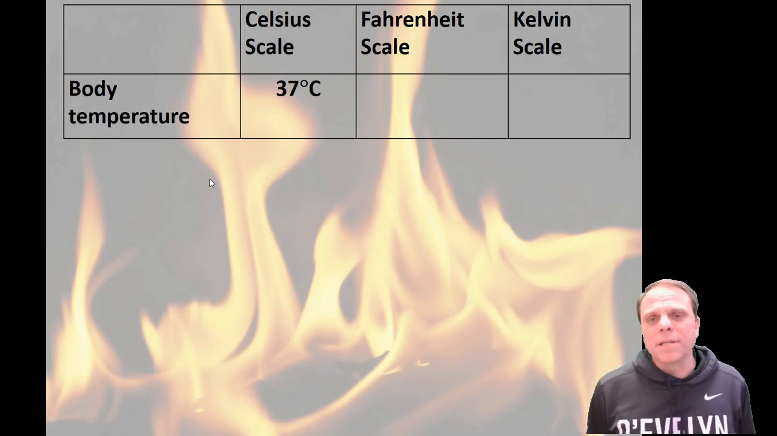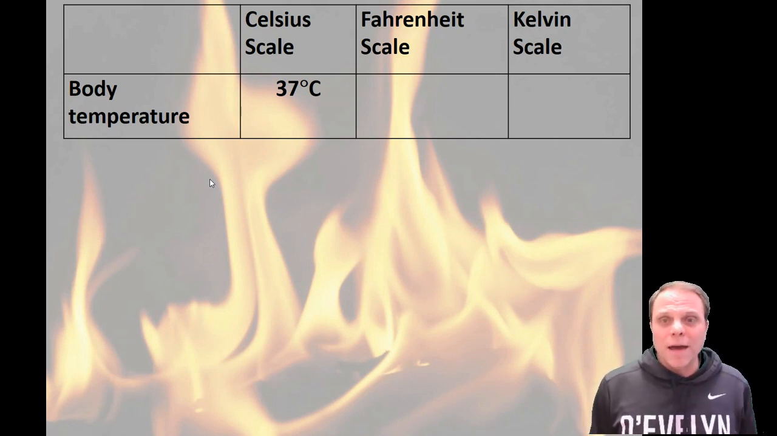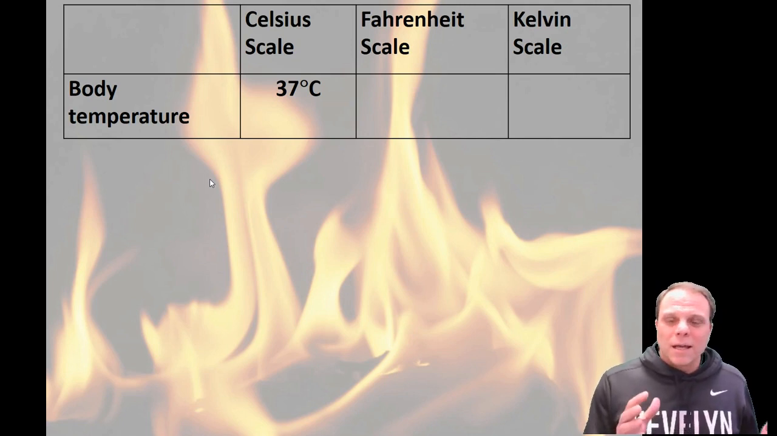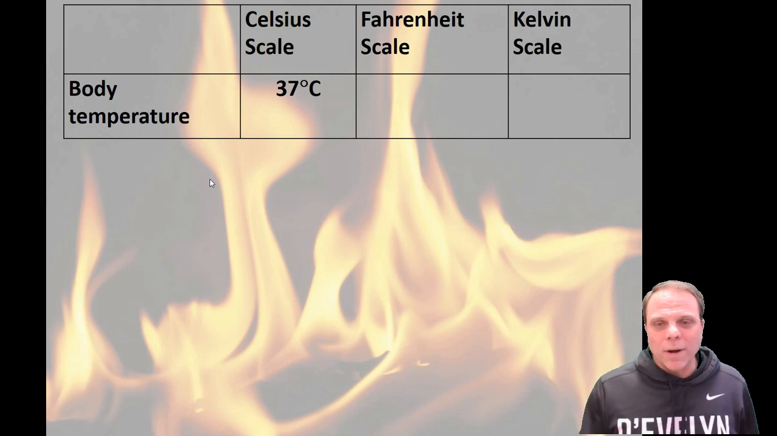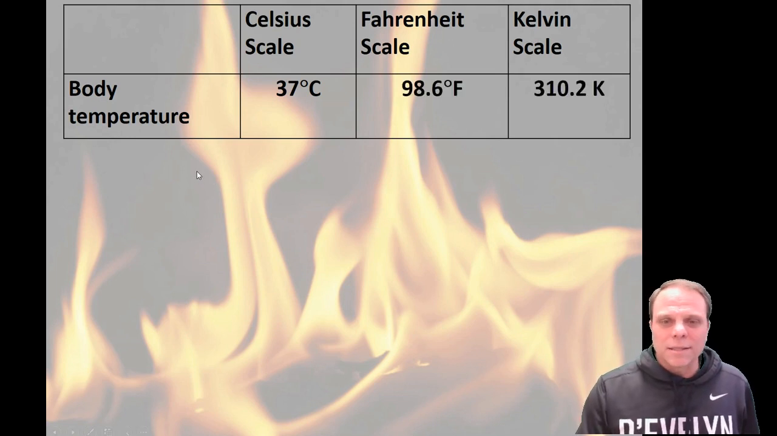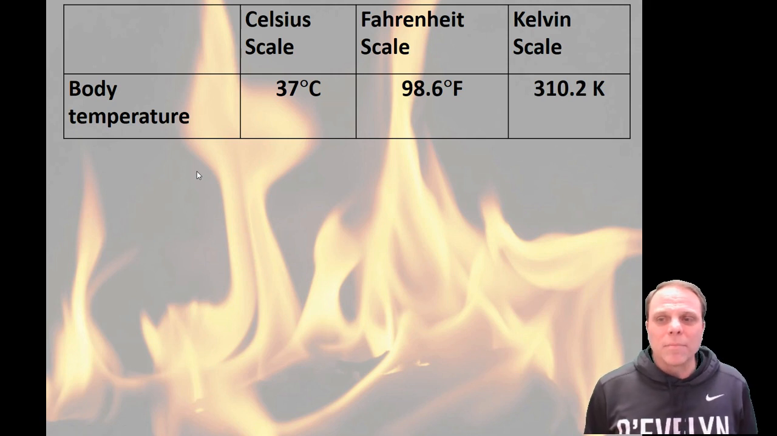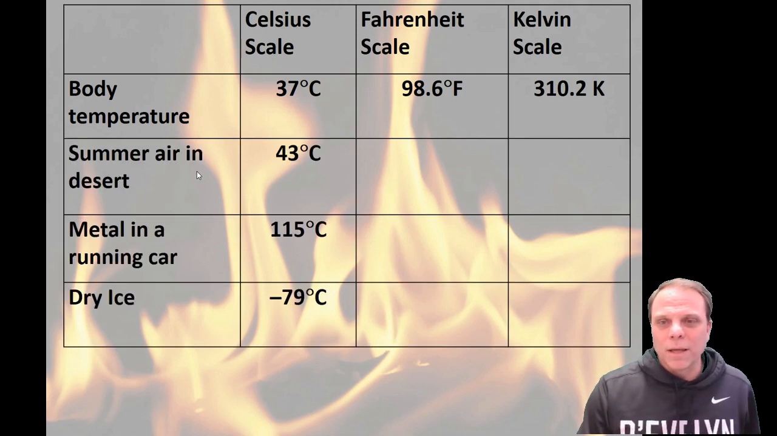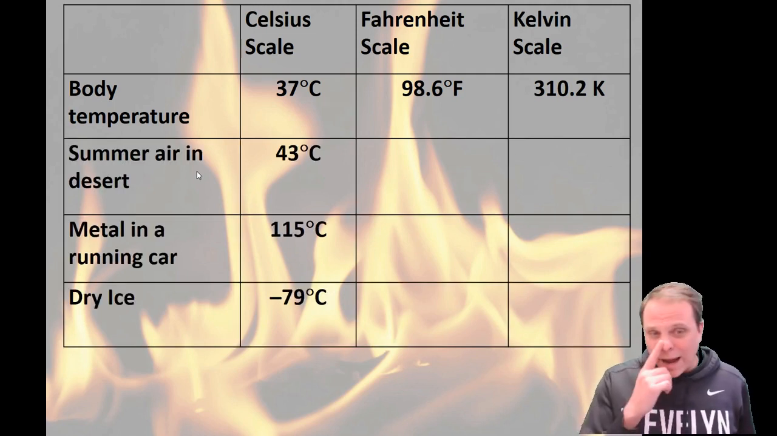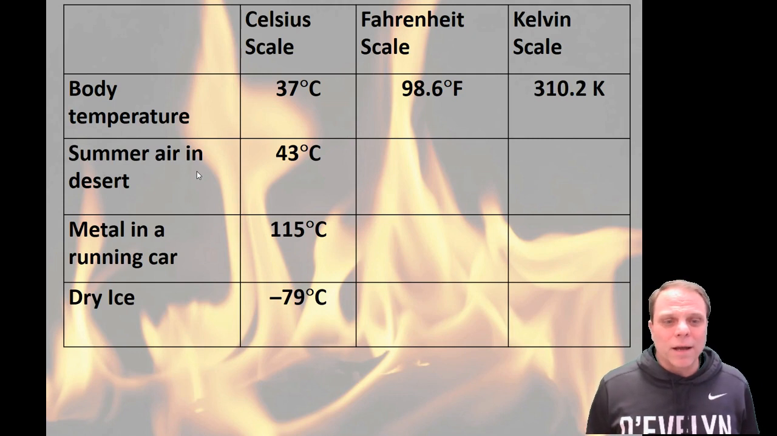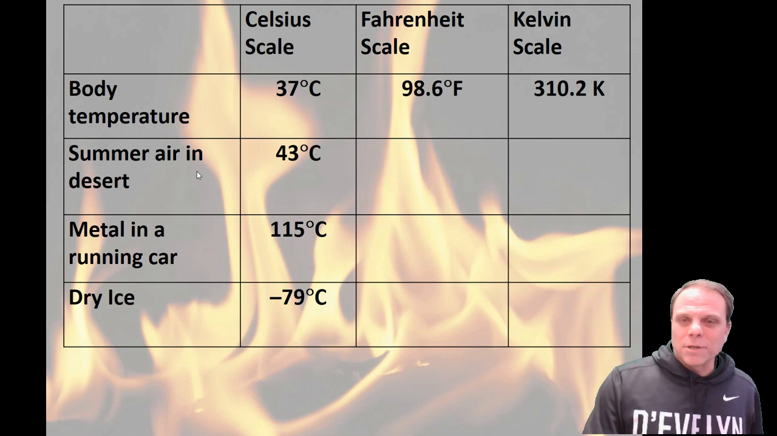So let's look at some common temperatures. Now that our COVID world has kind of changed on us, we see lots of different temperatures of our body, right? So 37 degrees Celsius is equivalent to 98.6 Fahrenheit and 310.2 Kelvin. These are just some common temperatures of things that you might be familiar with. The summer air in the desert, the metal in a running car, and dry ice are other things that you might be curious about. What are the temperatures in different scales?